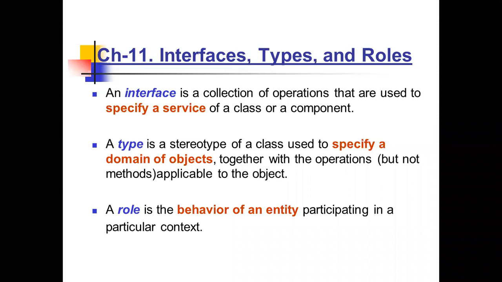Then the next one is type. It is a stereotype of a class used to specify a domain of objects together with the operations applicable to the object. These are the types of classes. The next one is role. What is a role here? It is the behavior of an entity participating in a particular context. There are 1-mark questions in the exam like what is an interface, what is a type, and what is a role. A role is the behavior of an entity participating in a particular context. That means how that object or class is going to behave with that operation.